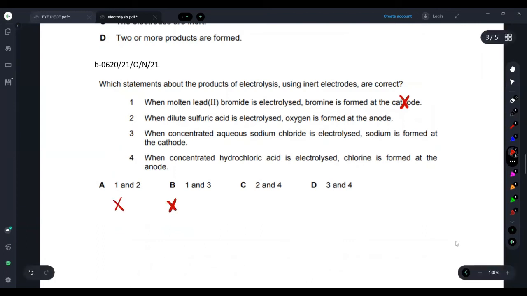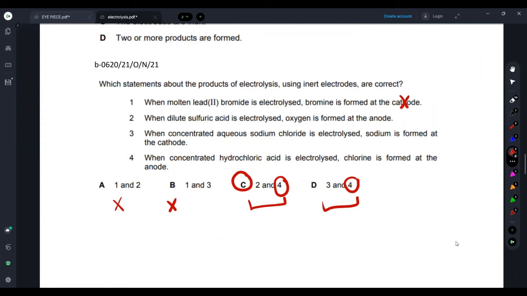B is out, and we have only C or D. From the two options, 4 must be there. Now we go for 2 and 3. When dilute sulfuric acid is electrolyzed, as we briefly did, oxygen is formed at the anode. I think this is a correct option. Now, what's wrong in 3? When concentrated aqueous sodium chloride is electrolyzed, sodium is formed at the cathode. Wrong. Why? Because sodium is more reactive than hydrogen, so hydrogen in this case will win.